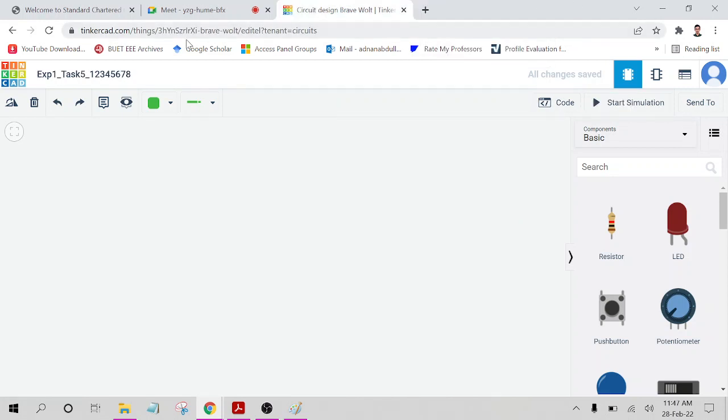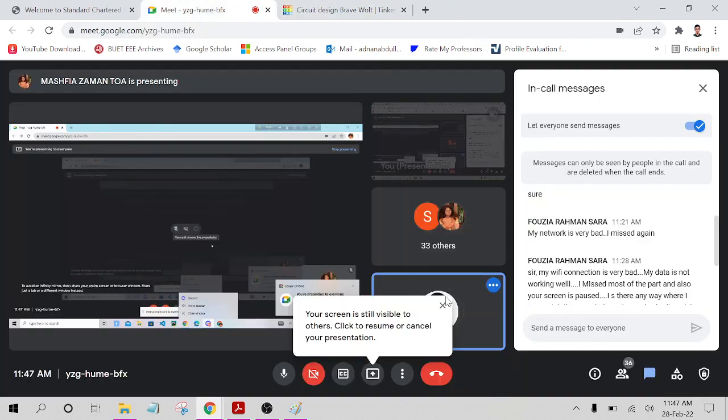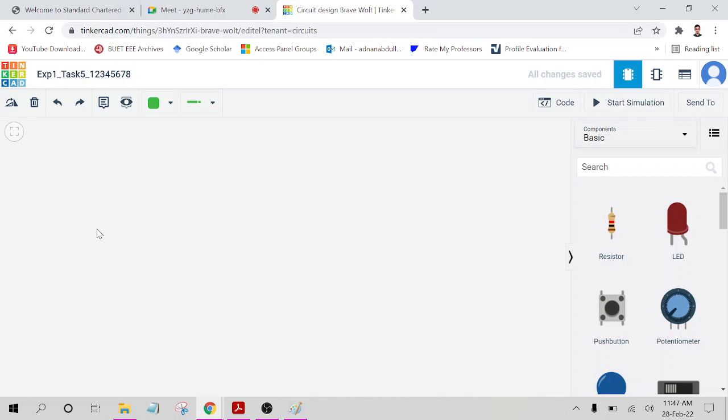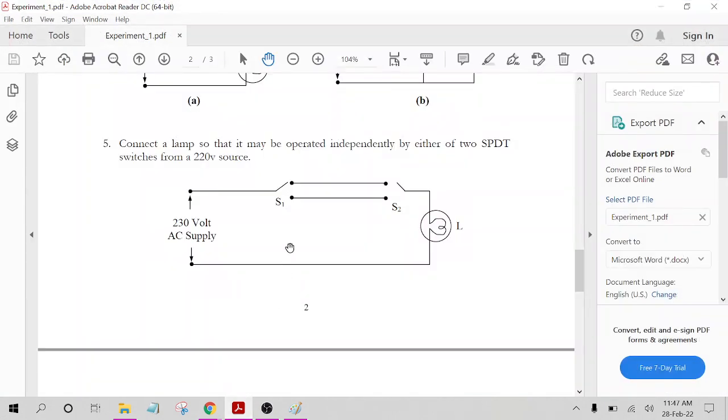Okay, so everyone, let's start our task 5. Open a new circuit, rename it in this format: experiment 1 underscore task 5 underscore your 8-digit student ID. Now let's see what elements we need. A similar power supply, a bulb and 2 SPDT, right? This is one SPDT switch and this is another SPDT switch.